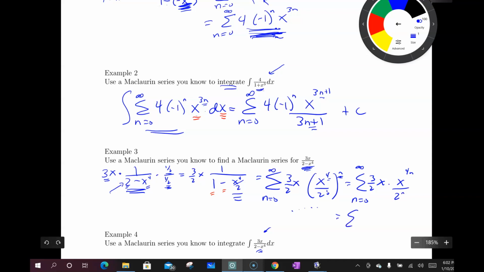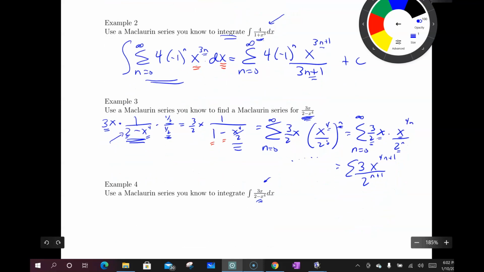If I wanted to combine things, I have 3. This x and this x to the 4n makes x to the 4n plus 1. This 2 and this 2 to the n makes 2 to the n plus 1. All right, so now let's put this in the integral.